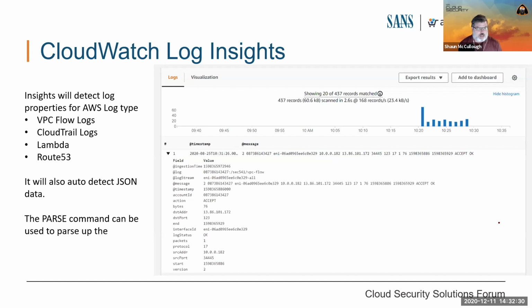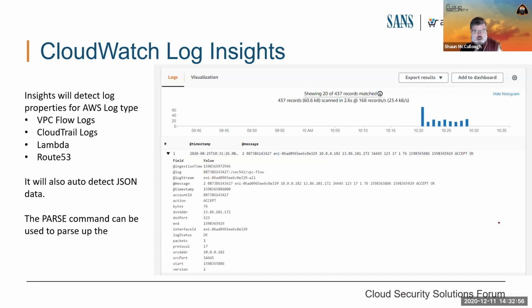In this particular case on this screen, this is actually a VPC Flow log. CloudWatch Log Insights says, oh, I know what VPC Flow logs look like. I will give you the specific properties, and you can query on those properties. VPC Flow logs, CloudTrail, Lambda logs, and Route 53 logs, Log Insights understands how to use all of them.